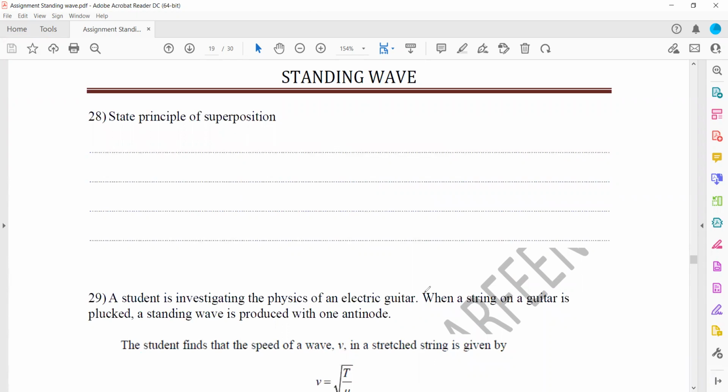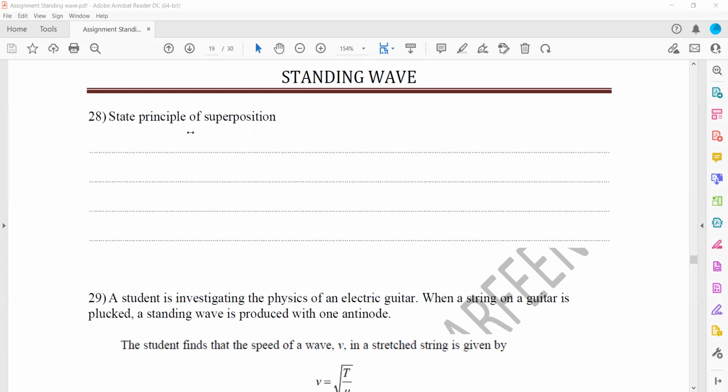What is the principle of superposition, or what does the superposition principle state? It states that if two or more waves combine with each other, meet each other, then the amplitude or the displacement of the resultant wave is equal to the sum of the individual displacements.